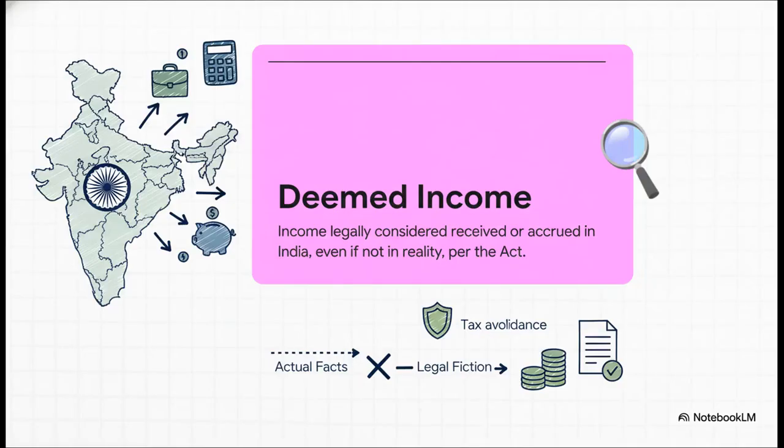Now, the Act has this really interesting tool in its back pocket. It's called deemed income. Basically, it's a legal fiction. The law can just decide, or deem, that an income was received or accrued in India, even if in reality it wasn't. For instance, a salary you earn for services you provided in India is deemed to accrue in India, even if your employer pays you in a bank account overseas. It's a really crucial anti-avoidance tool.